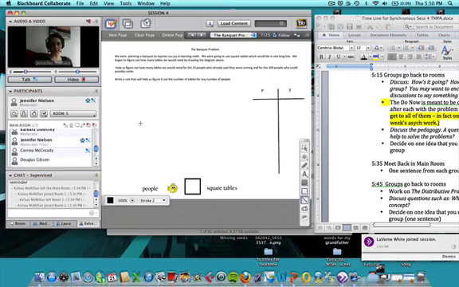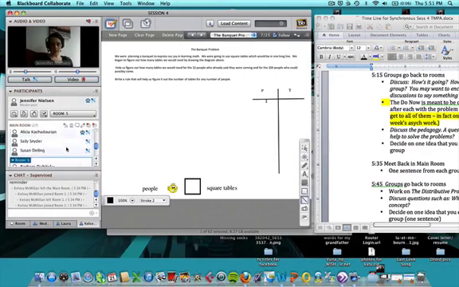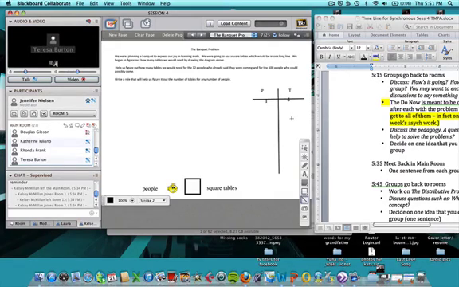So can somebody fill in the chart for what it would look like for one table and how many people can sit there? Let's see if we can do that. What would it look like in our chart? Oh wait, it's the other way around. Oh, I'm sorry. Yeah, you got the right number.